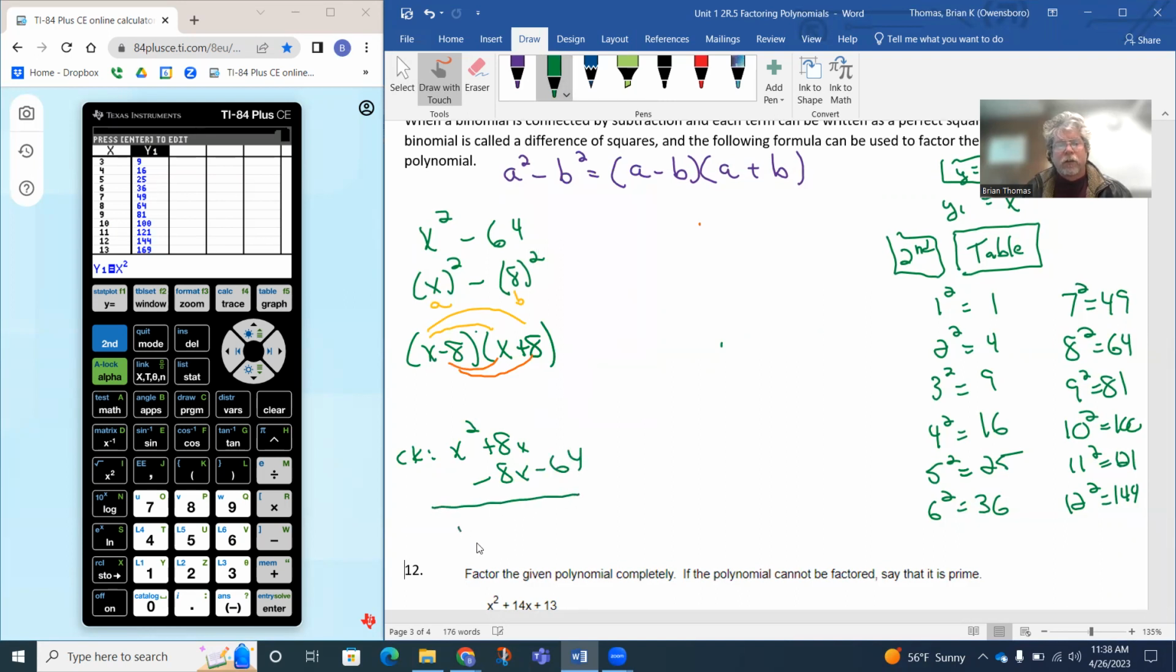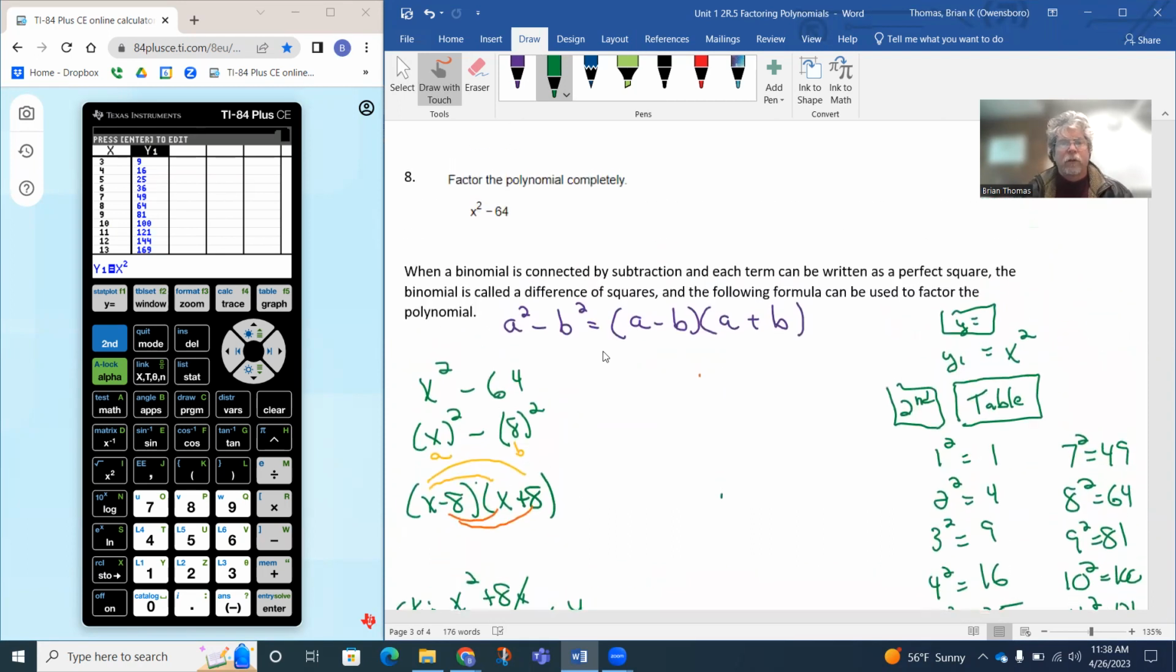And if you bring this all down, notice how the outer and inner terms actually zero out. And that's why this is only going to be a binomial, because the middle term actually cancels out. So that would be the check. So that would be the correct factorization, is this x minus 8 times this x plus 8. So that would be the solution to this problem. So the factorization of this would be then x minus 8 times x plus 8. That's now what we call factored because it's a binomial times a binomial. And each of those binomials is actually called a factor.